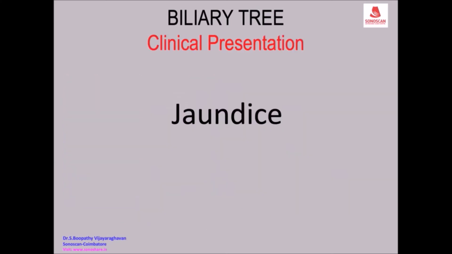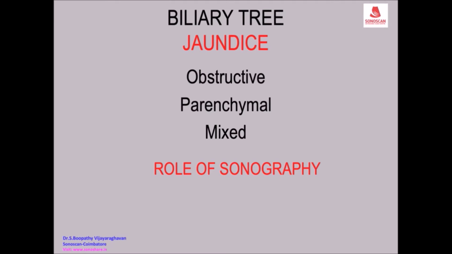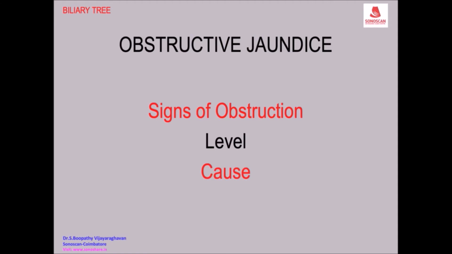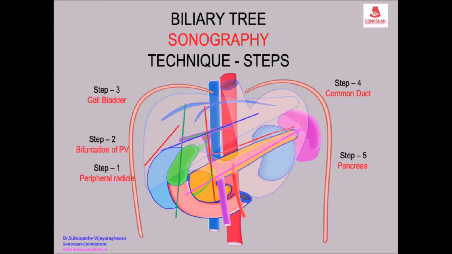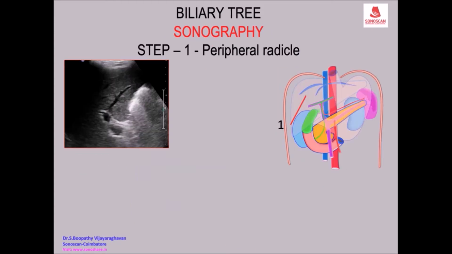Now, the common clinical presentation of an abnormal biliary tree is jaundice. So, the role of ultrasound is to differentiate obstructive from non-obstructive, the level of obstruction, and finally the cause of obstruction. As I said, the transverse scan of the pancreas. We will see one by one.